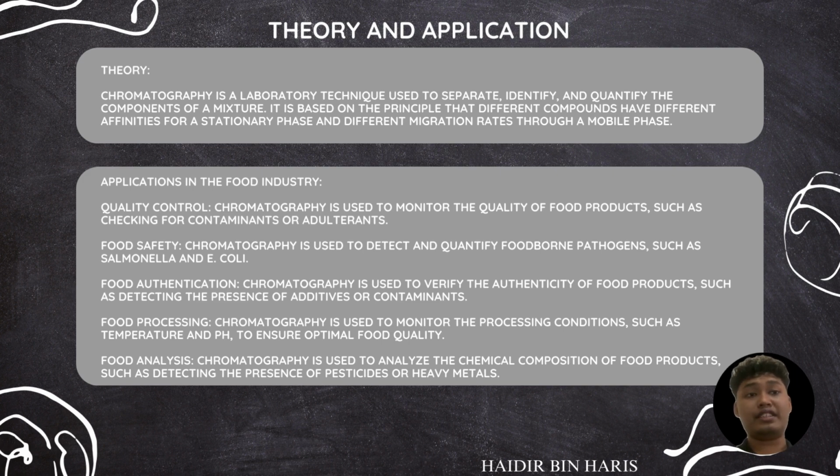In food analysis, chromatography is used to analyze the chemical composition of food products, detecting the presence of pesticides or heavy metals. It's a powerful tool for ensuring food safety and quality. Overall, chromatography is a crucial technique in the food industry, helping to ensure the quality and safety of food products.